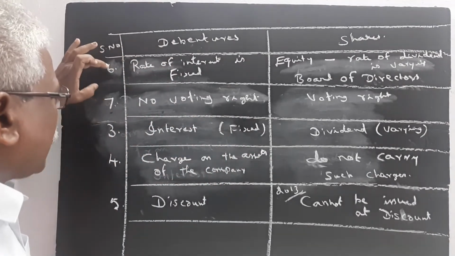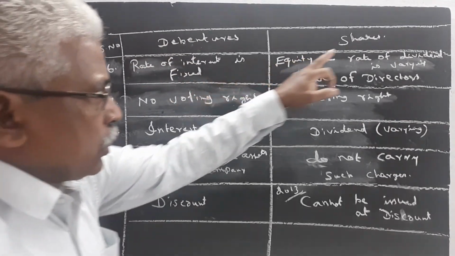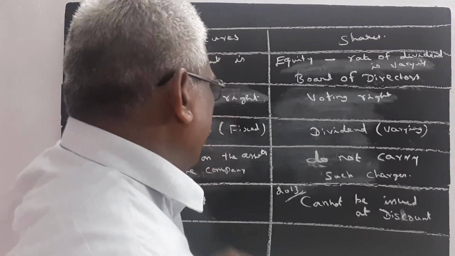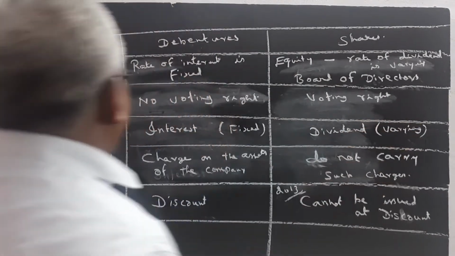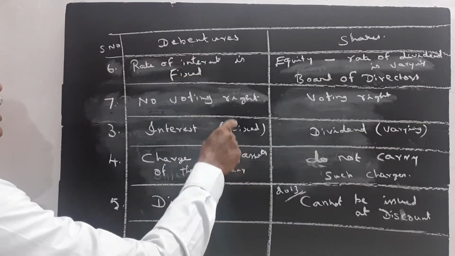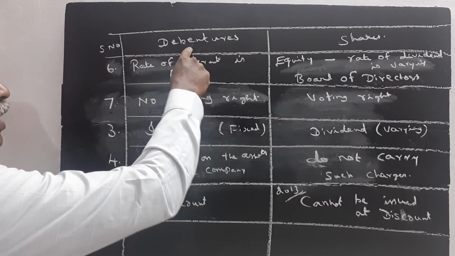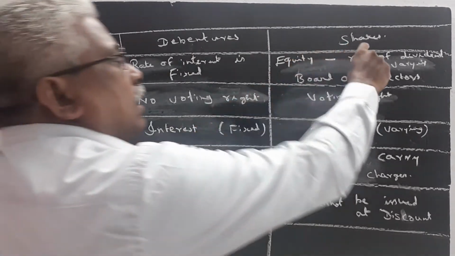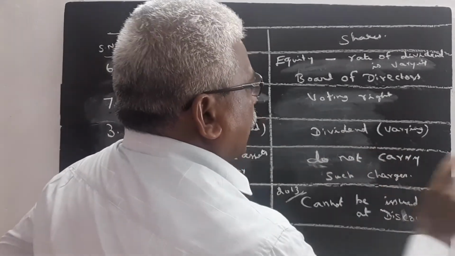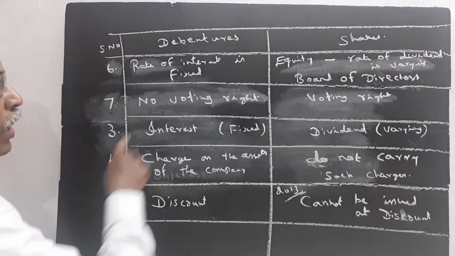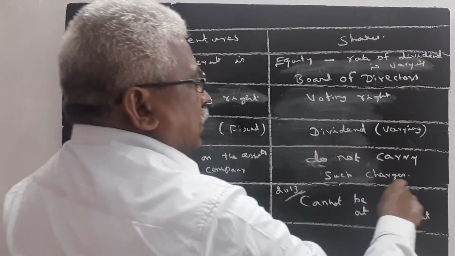Once again, I explain from first point to 7th point. Debenture constitutes a loan of a company. Share is a part of share capital of the company. Debentures are at the middle and lower level. Shares are at the top level. Then point number 3, debenture holders are entitled to get the fixed rate of interest. Shareholders are getting dividend, but the dividend may be varied according to the profit earning capacity of the company. Point number 4, debentures are the charge on the assets of the company. Shares do not carry such charges.